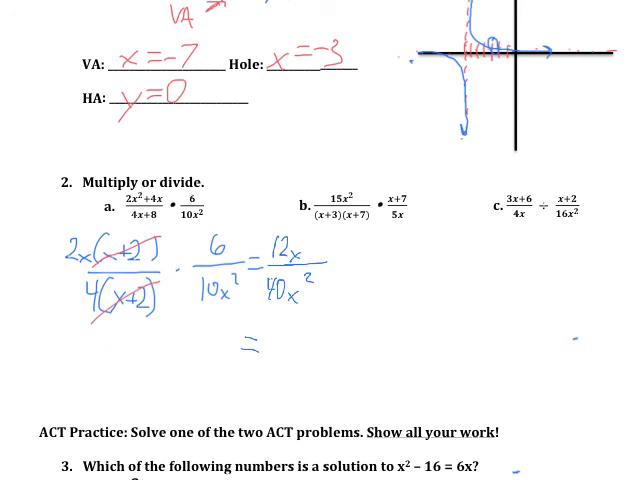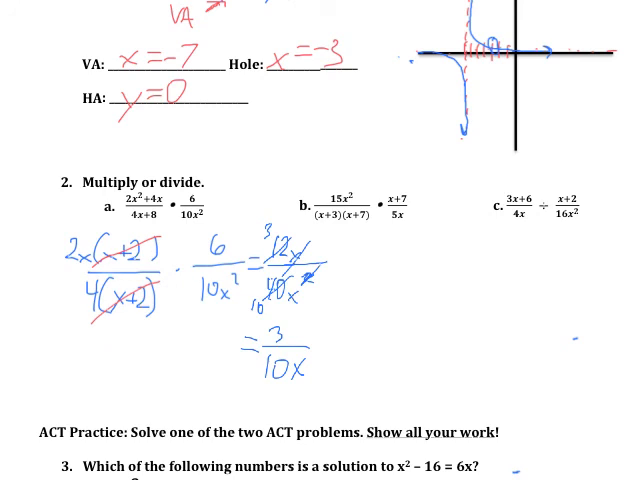Furthermore, it turns out 12 and 40 can reduce. 4 goes into 12 3 times, and 4 goes into 40 10 times, so 3/10. And then this x and this x squared cancel out. It just gives me a single x on the bottom. That's the final answer.